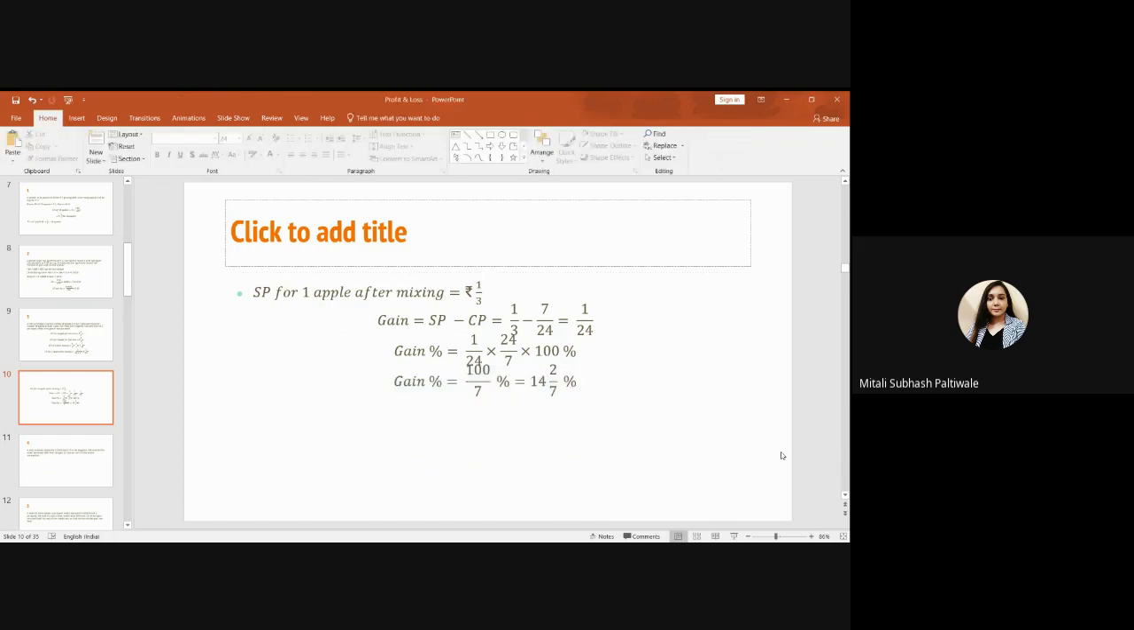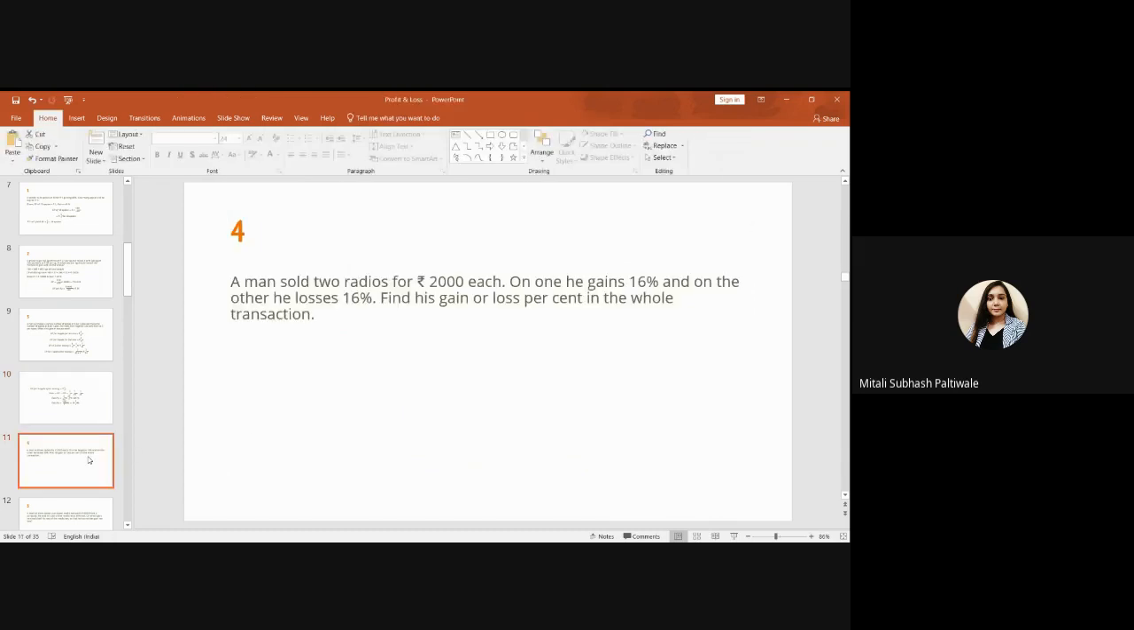Now let's move a little more ahead with some other example. Here is the example which says a man sells two radios for rupees 2000 each. On one he gains 16%, and on the other he loses 16%. So find the gain or the loss percentage in the whole transaction.